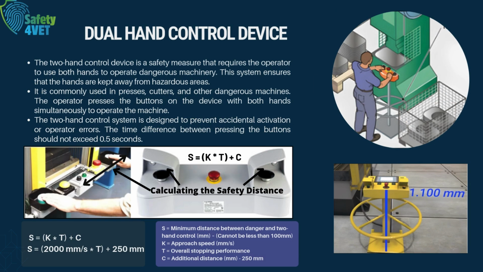The two-hand control device allows the operator to safely operate machines by keeping their hands away from hazardous areas. This system requires the operator to use both hands simultaneously to operate the machine, enhancing workplace safety and preventing accidents.